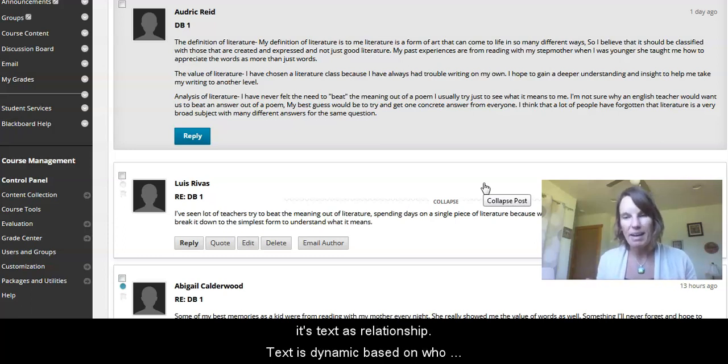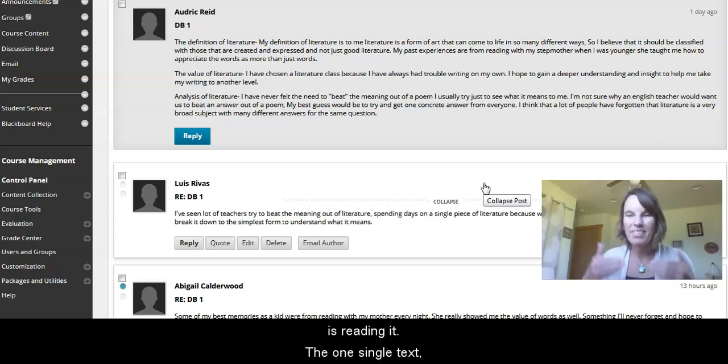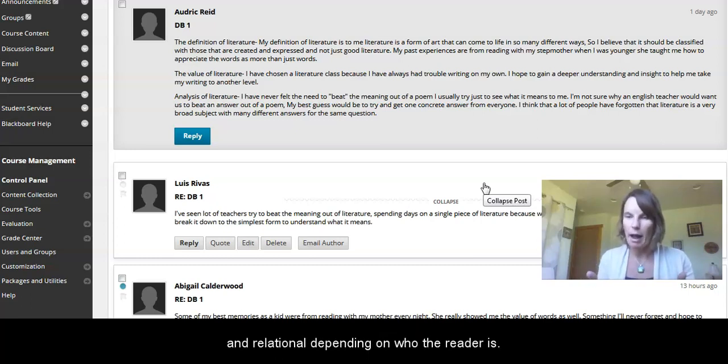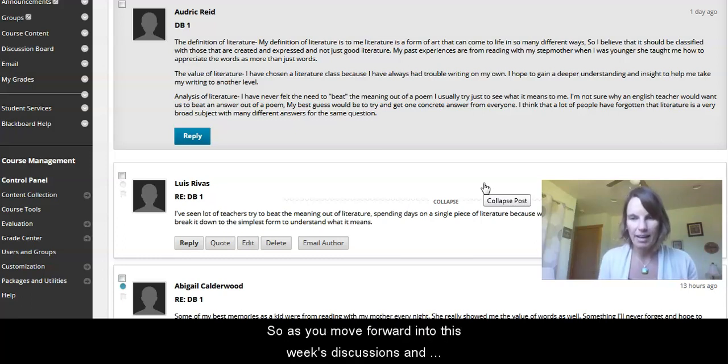Text is dynamic based on who's reading it. So one single text, one set of words can have 1,000 different meanings, 1,000 different interpretations based on who the reader is. So reader response prioritizes what the reader brings to the table and sees text or sees literature as being dynamic and relational depending on who the reader is.